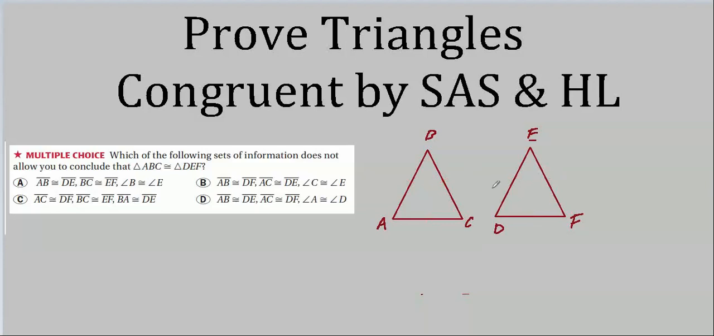Now I remove those congruence marks, and we'll check this one out. AB congruent to DE. Yeah, this is okay. AC is congruent to DF.